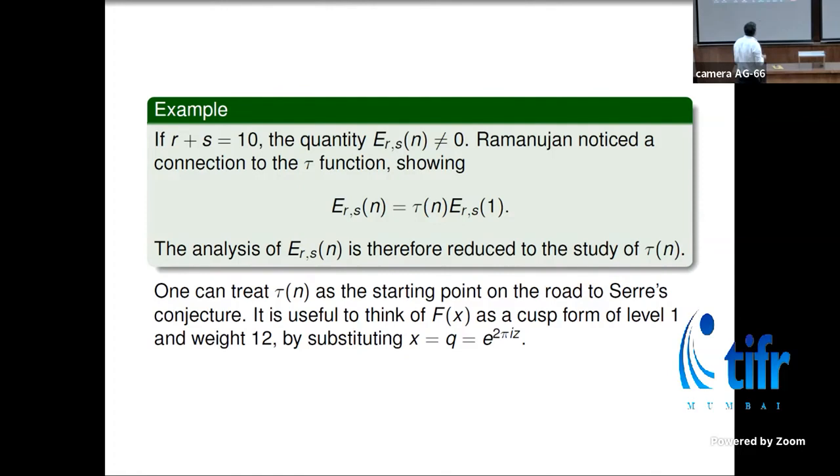For example, a good case to keep in mind for r plus s equal to 10 is r equal to 3 and s equal to 7. Some of that has to do with certain modular forms of weight 4 and 8, Eisenstein series of weight 4 and 8. So that's what he was actually interested in, and he wanted to estimate these error terms E_{r,s}(n), and find properties of these error terms.